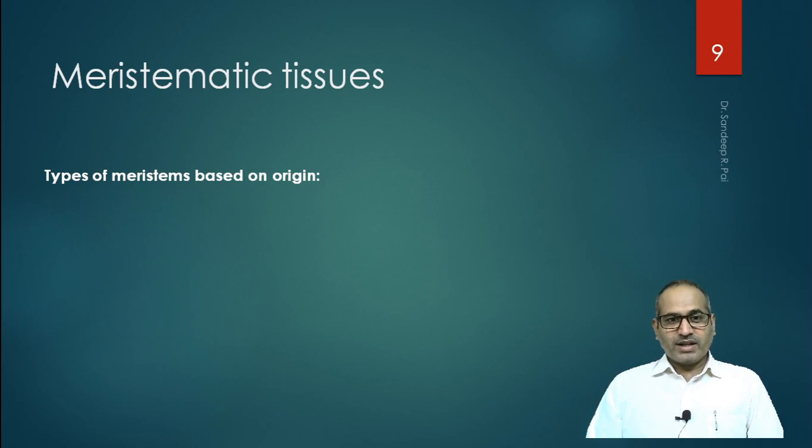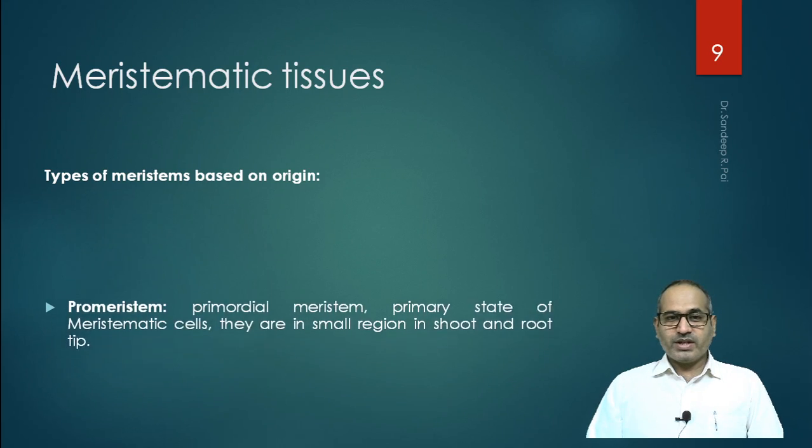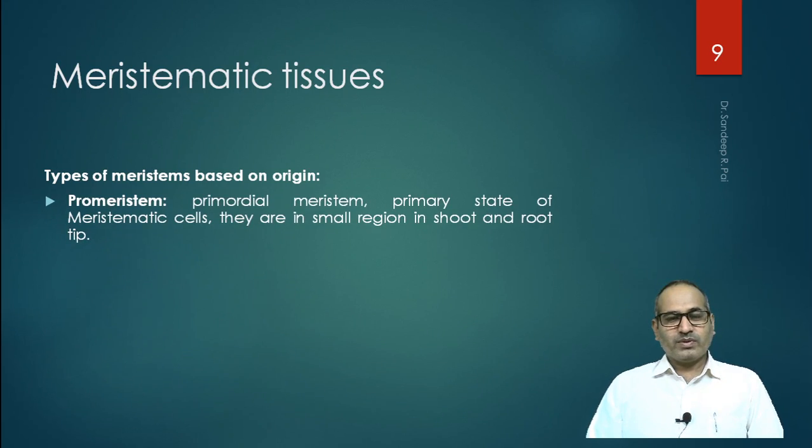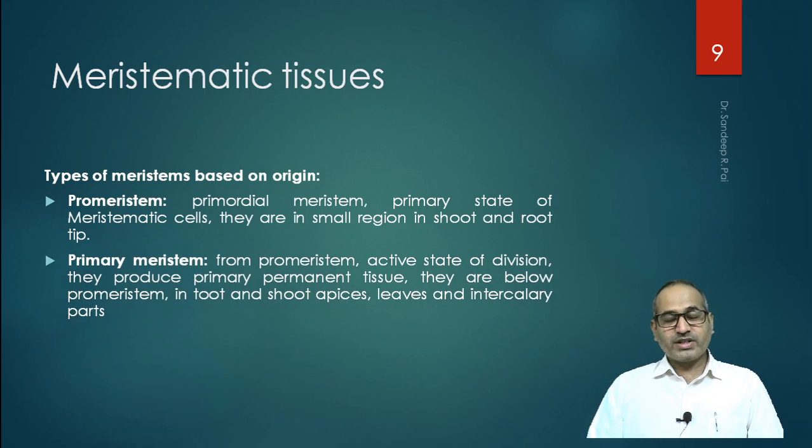So, let us start with the types of meristems based on origin. Promeristem. Promeristem is also a primordial meristem. Primordial meristem means a meristem in its juvenile stage, the primary state of meristematic cells, and they are in a small region in shoot and root tips. So, they are present in shoot tips and root tips. They are in the initial stage of division or the initial stage of producing a primary meristem.